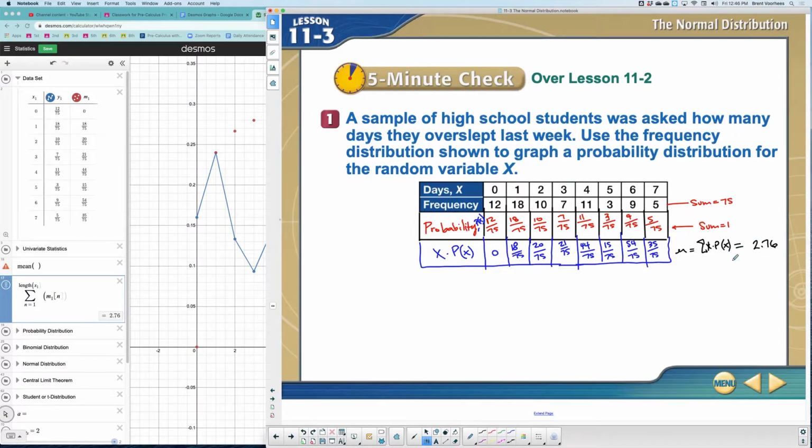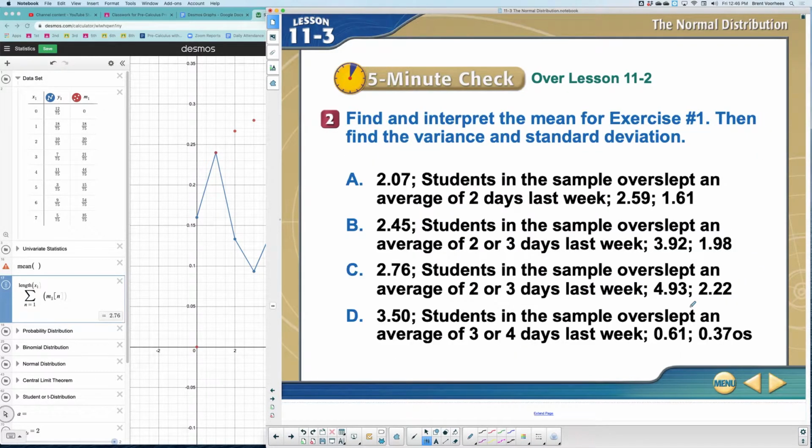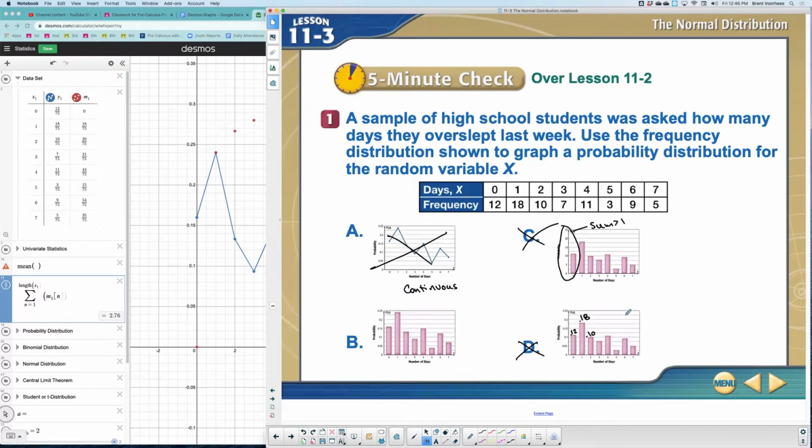That's the expected value, that a student would oversleep 2.76 days in a week. So let's come over here. 2.76 is answer choice C. And the standard deviation, which we can go through the algebra for, but again, there are ways of doing this in the calculator that would be much more beneficial.